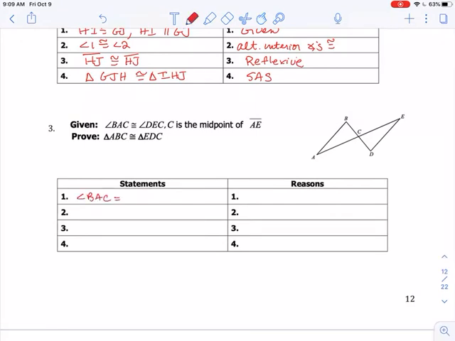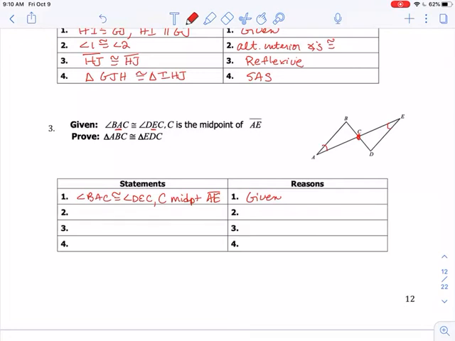Next one, I have angle BAC is congruent to angle DEC. I'm going to mark that. BAC, see how I follow the order of the letters, is congruent to DEC, the E's in the middle. So right where the E is and right where the A is, those are my congruent angles. The middle letter is the vertex of your angle. And C is the midpoint of AE. And all of that is a given.